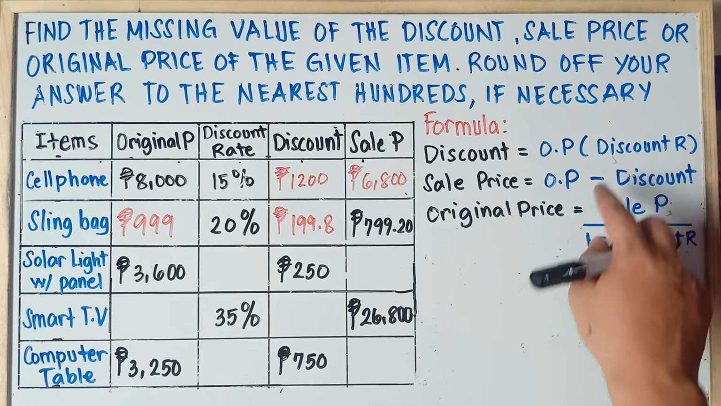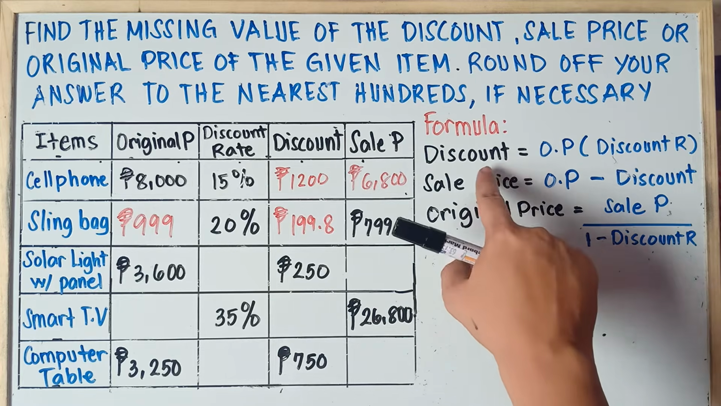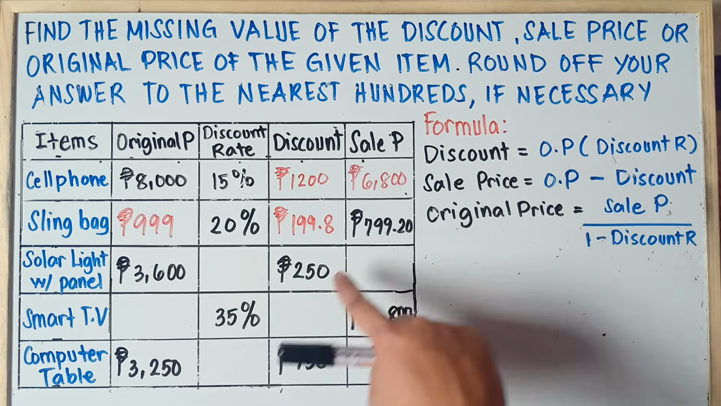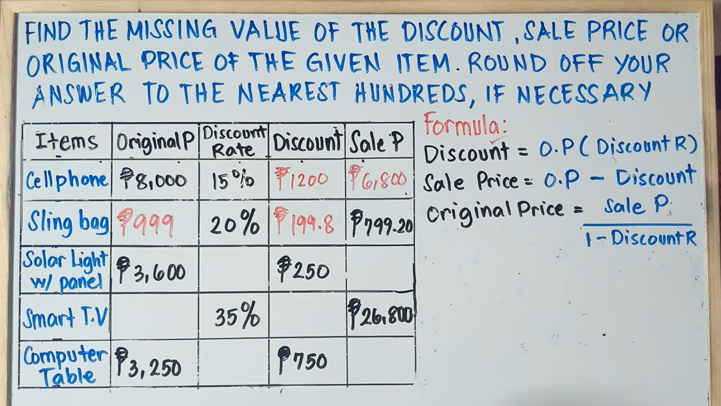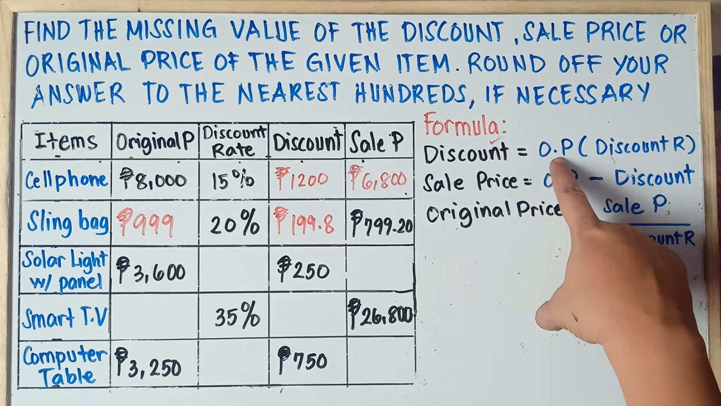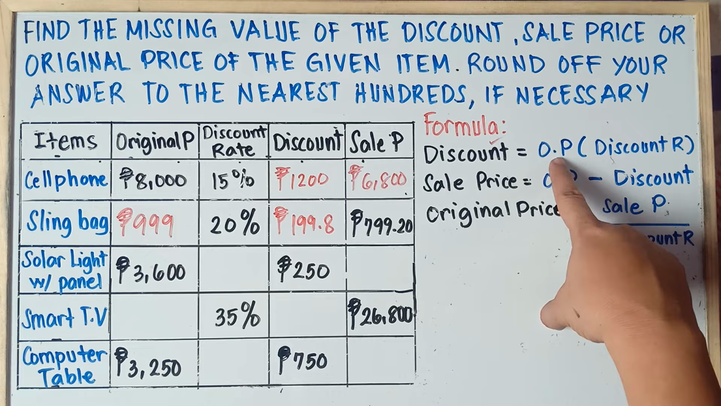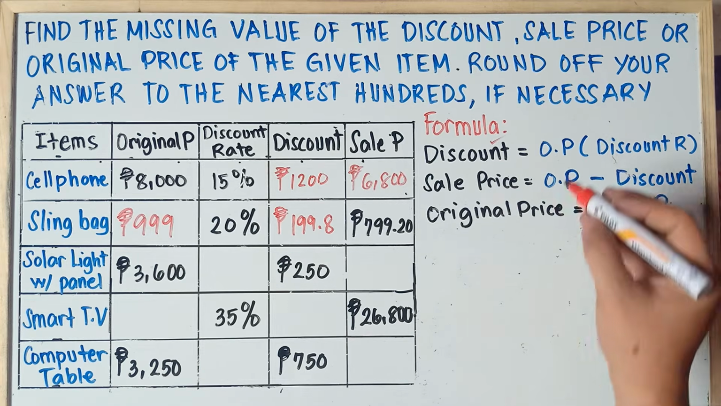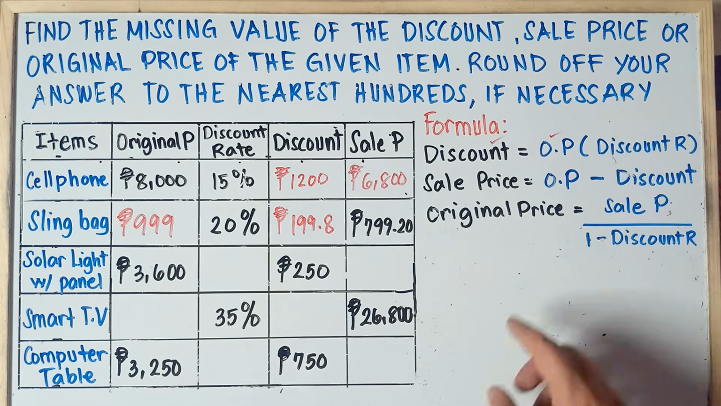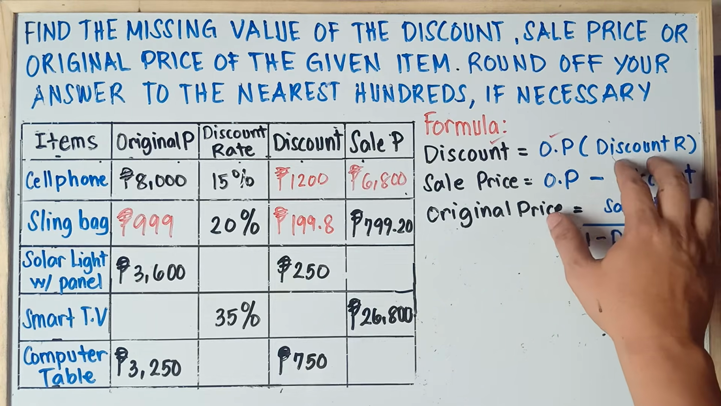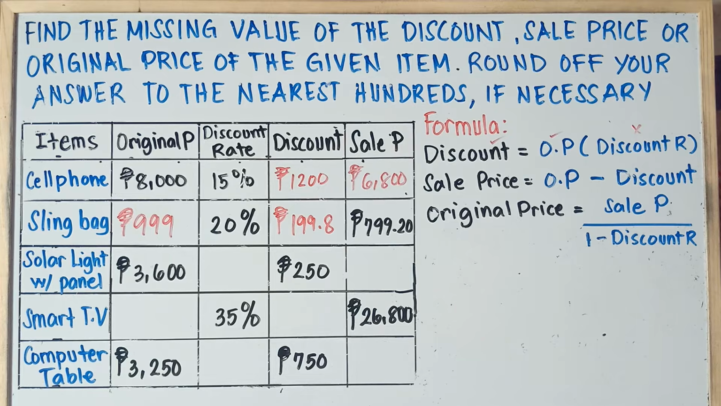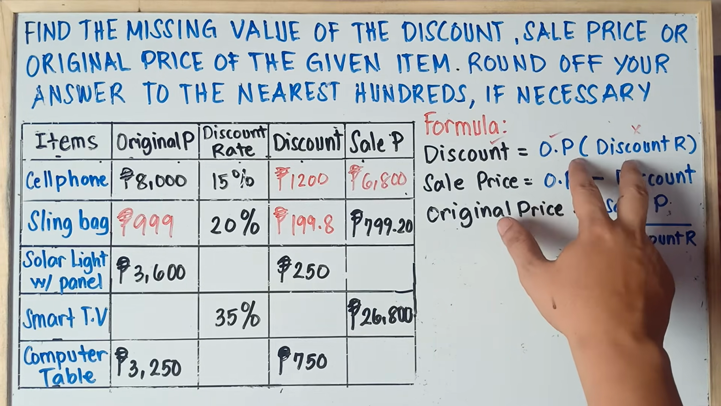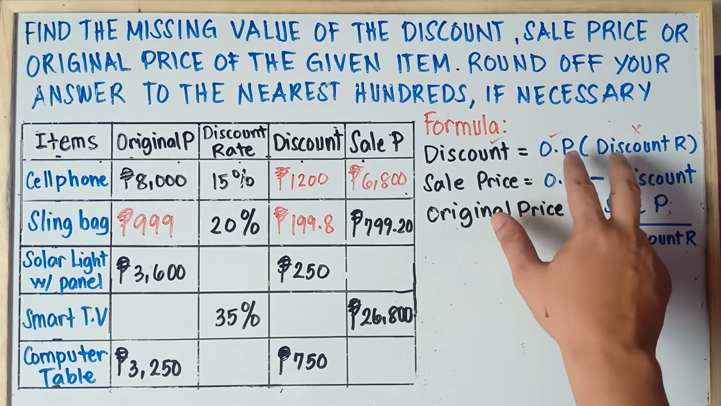Another discount rate formula, this one on the top, discount. Do we have the discount? Yep, that's 250. Do we have the original price? Yep, 3,600. And we don't have the discount rate. We only have one unknown, which is the discount rate. So therefore, if you only have one unknown, we can use this formula to find the discount rate.